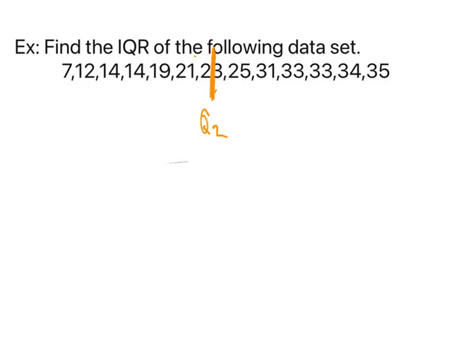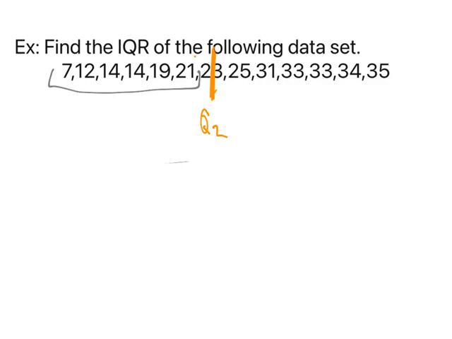And so now we're looking for the first quartile, right? So the median of the lower half. So I'm just focusing on these numbers. Because we put a line right through 23, that number is out of play. So I'm looking at 7, 12, 14, 14, 19, and 21.